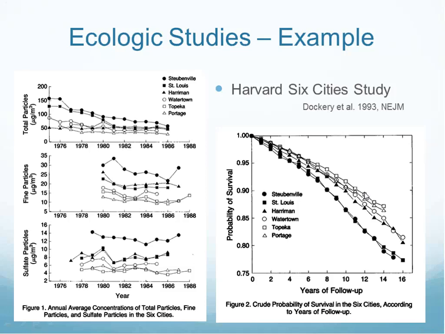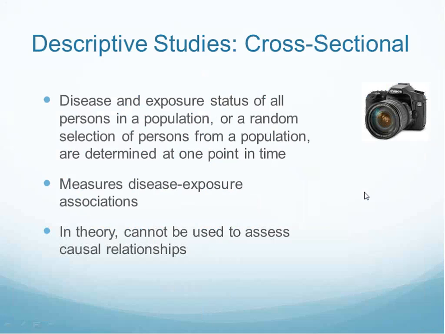So that's ecologic studies. The final type of descriptive study is the cross-sectional survey. This is where, a picture of a camera here, this is a snapshot in time. You have measures of your exposure of interest and the outcome of interest, or one or the other, and do what you can with that data at that point. Again, you can't really determine cause and effect, but you can determine associations or correlations between those variables.